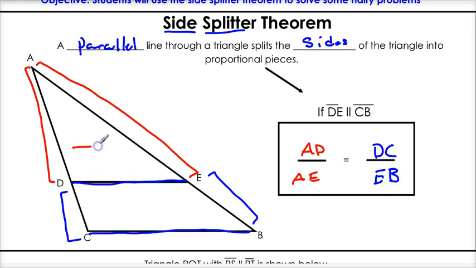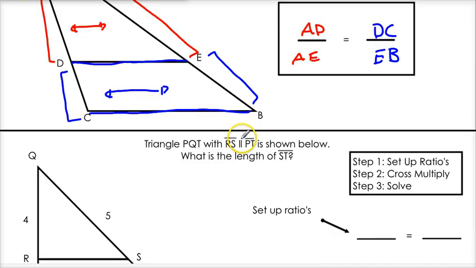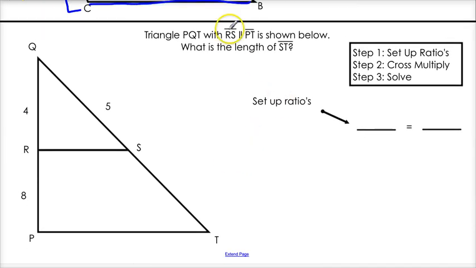The proportion of those two sides to each other is going to be the same as the proportion of these two sides to each other. That's it. So let's get into it. Let's see if we can even do this.